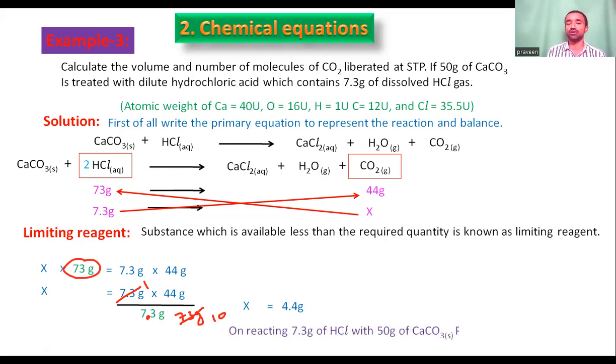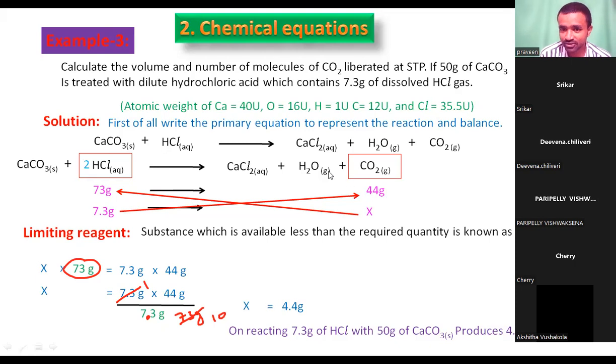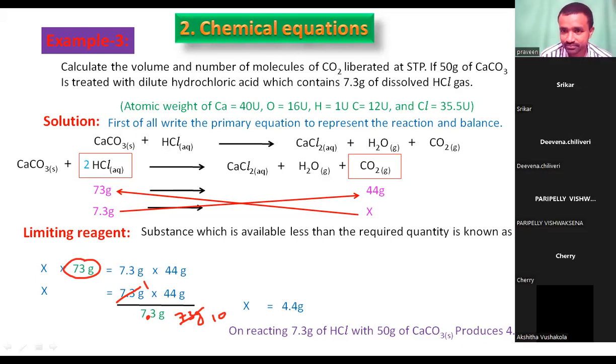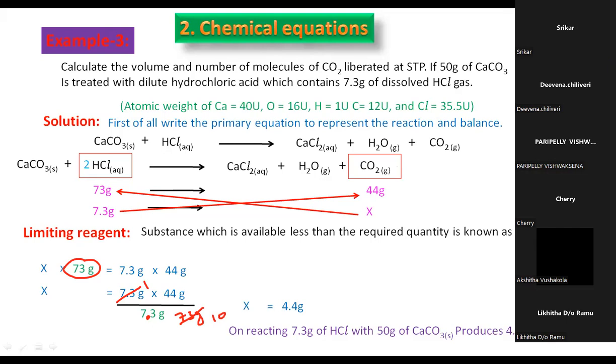So that we can write: on reacting 7.3 grams of HCl with 50 grams of calcium carbonate, it produces just 4.4 grams of carbon dioxide. Are you clear how to select the limiting reagent? How to deal with these types of problems? Everyone, give me your response. Are you clear or in confusion? So everything is looking good.